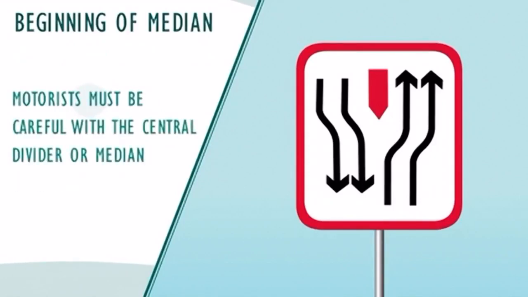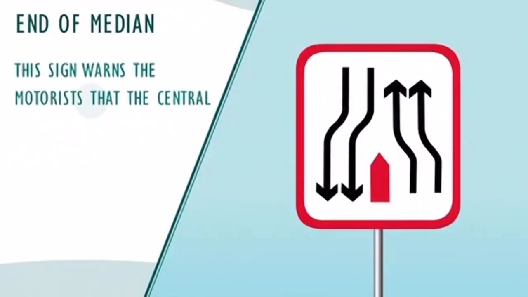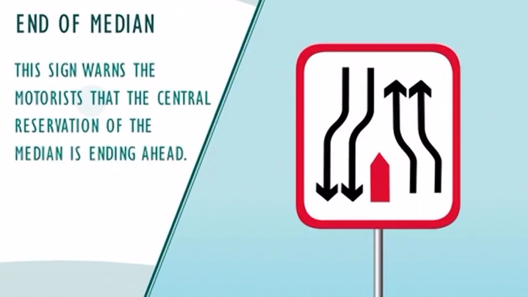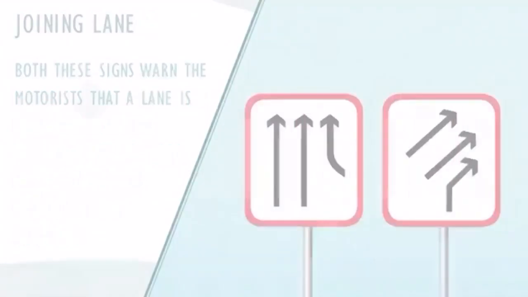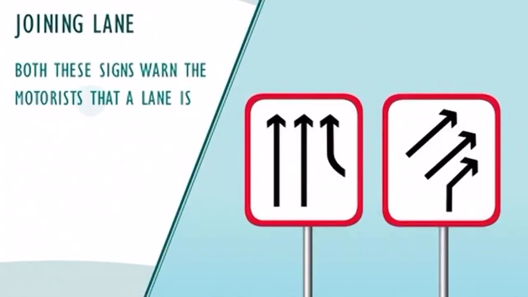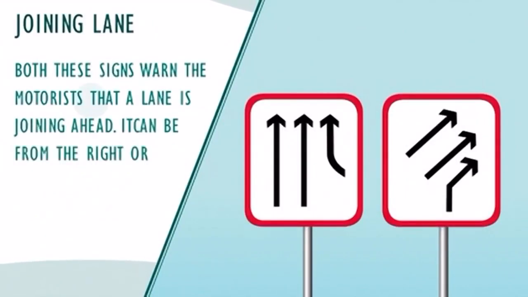Motorists must be careful with the central divider or median. This sign warns the motorists that the central reservation of the median is ending ahead. Motorists must be careful in this situation. Both these signs warn the motorists that a lane is joining ahead. It can be from the left or from the right, as shown on the sign.